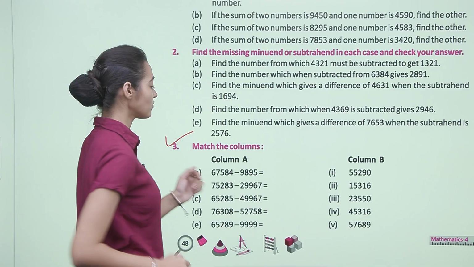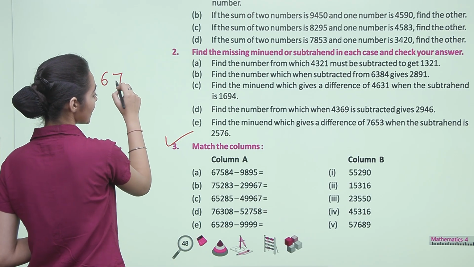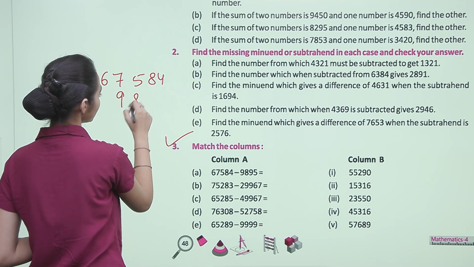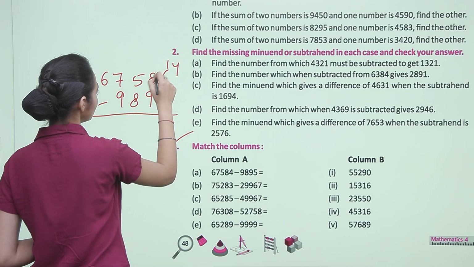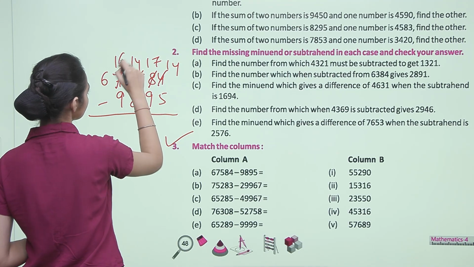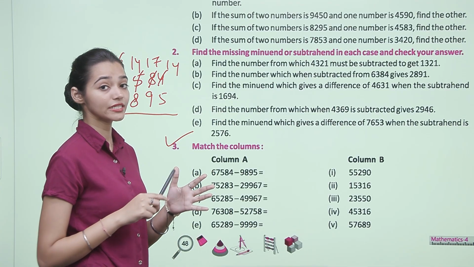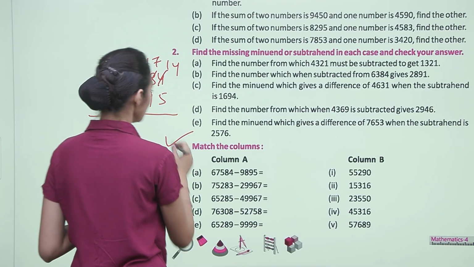Now in the next one, we have to match the columns. So here the first one is 67,584 minus 9895. So here we have 14, 17, 14 and 16. Now here firstly we have 12, 13, 14. 14 minus 5 is 9.